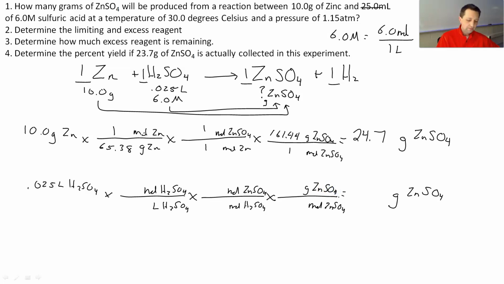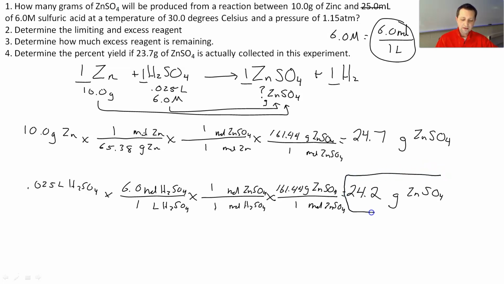Okay, go ahead and plug in some numbers. We're going to look at what we unpacked up here. We unpacked our molarity into a ratio of 6.0 moles per liter. So we plug that in. Coefficients in our chemical equation, 1 and 1. Moles of zinc sulfate for our last step, 1 on the bottom, and 161.44 at the top. Calculator time, go ahead and plug it in, and you get 24.2 grams of zinc sulfate. So, question 1 says how many grams of zinc sulfate will be produced? The answer to question 1 is 24.2 grams of zinc sulfate.